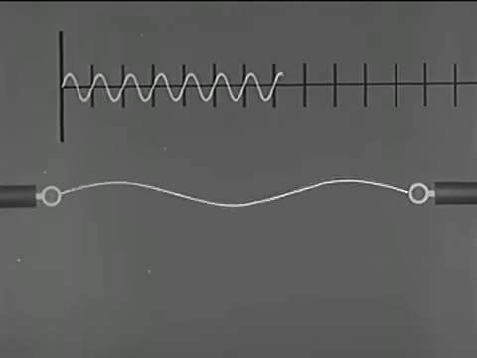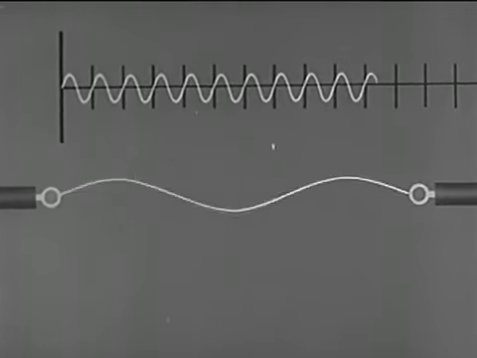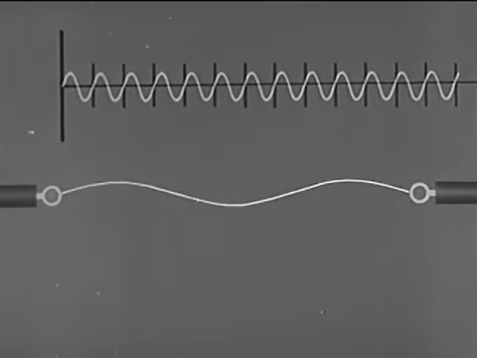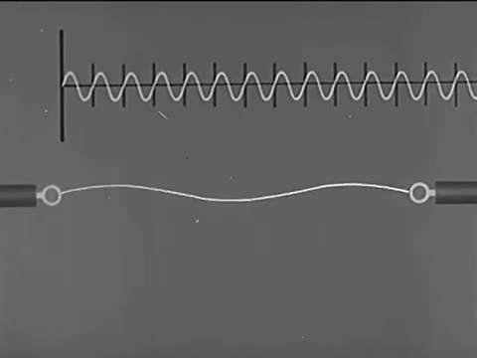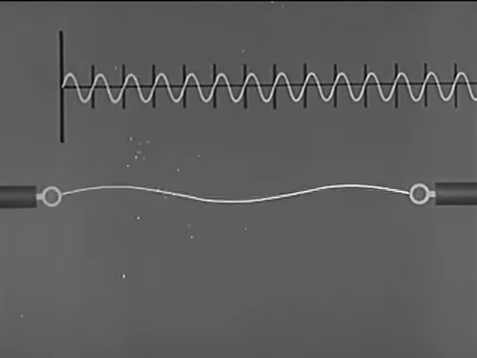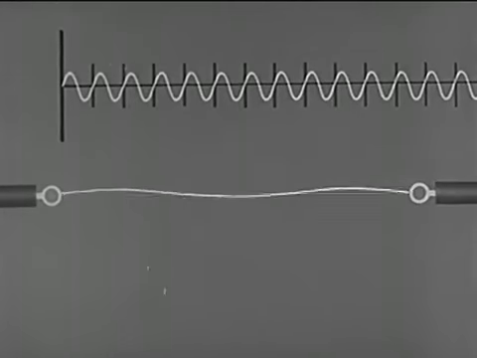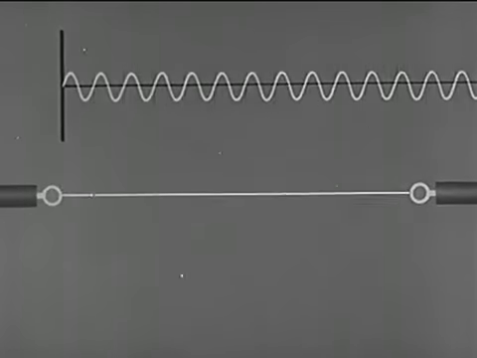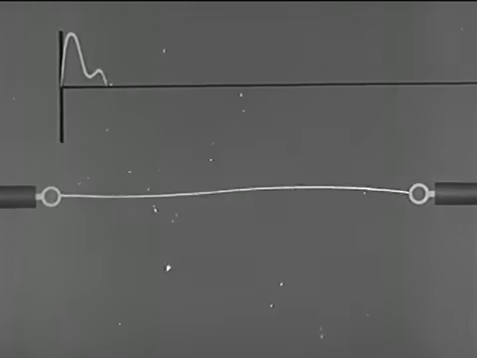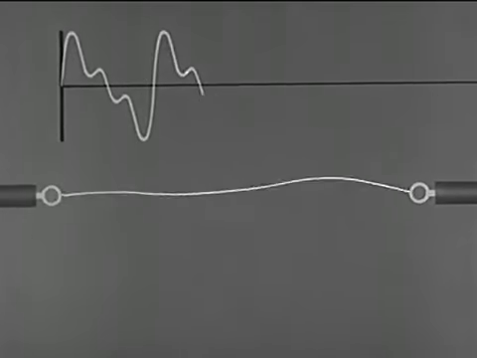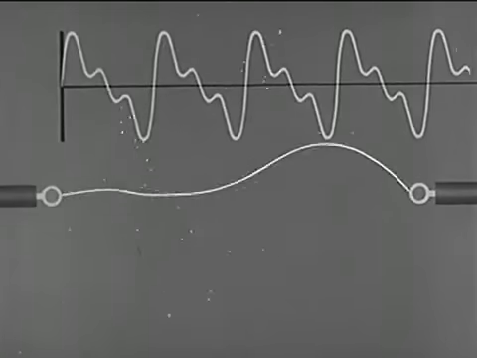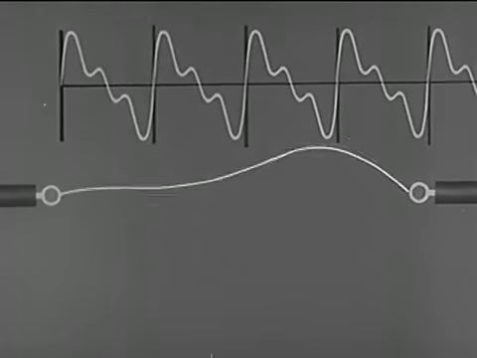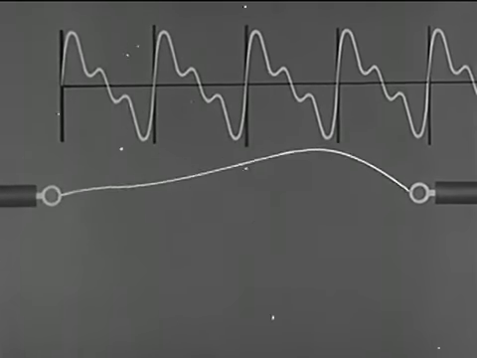When the string vibrates in 3 segments, it produces its second overtone, the third partial. Here, the frequency is 3 times that of the fundamental. But usually, several different modes of vibration occur simultaneously. The result is a compound waveform. Here we represent the fundamental tone supplemented by its first and second overtones.